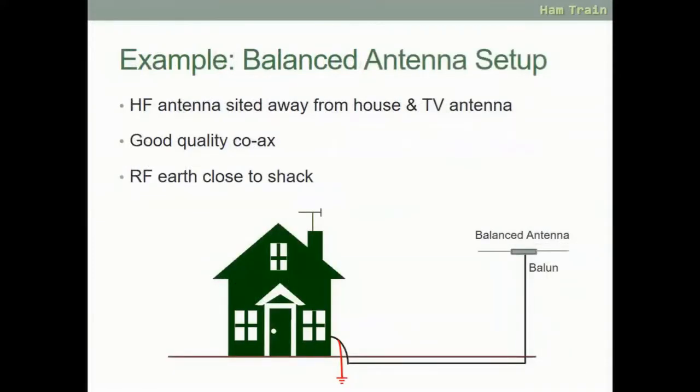So, an example of a balanced antenna setup. An HF antenna sited away from the house and TV antenna. The actual antenna here is at the other end of the garden. The feeder has been buried underground and is also connected to earth near the shack. This station has used good quality coax, and the RF earth, as I just said, is next to the shack.